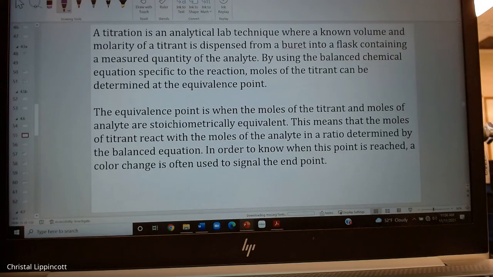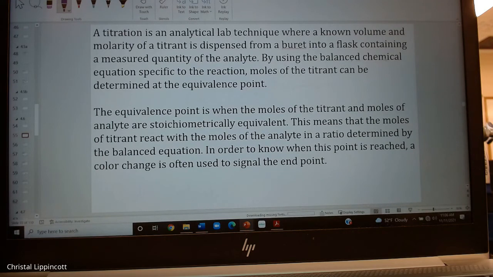Okay? So titration is an analytical lab technique. We're going to use burettes. So you guys are going to start using burettes coming up in the next few days. I think the lab is next week, if I'm not mistaken. Or maybe it's the week before Thanksgiving, which may be next week. I don't even know anymore. My timeline's so off.